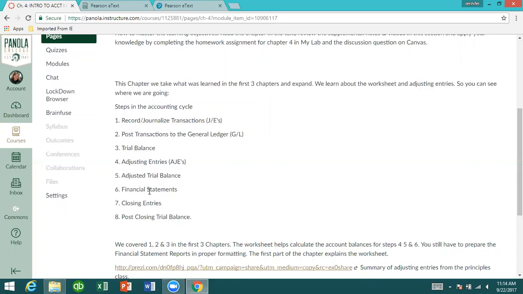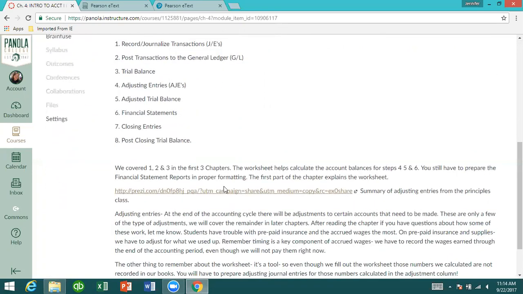And then the rest of the steps are in chapter 5 down there, so you can kind of see where we're at. If you want to click on this Prezi and go through it, that's fine. It's a little bit more advanced because it's what my Principles of Accounting class does. So instead of confusing you guys by doing that, it's out there. You can read through it. I'm going to go through the textbook with you in this video.